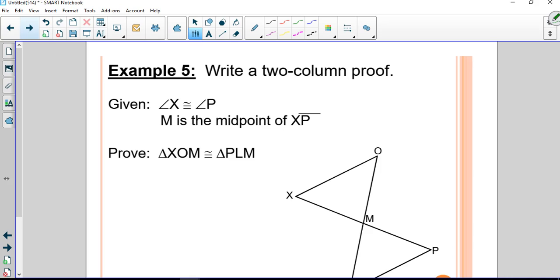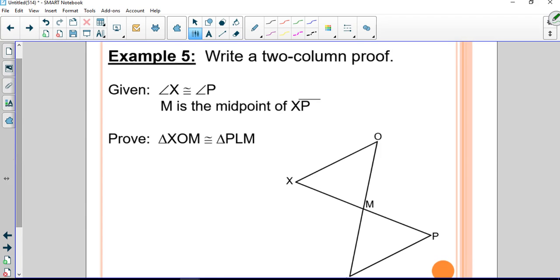And example 5. We know that X and P are equal to each other. And M is the midpoint of XP. So these two are equal to each other. And we know these are vertical angles. What do we have? We got ASA. Already done. We just have to show it. No big deal.